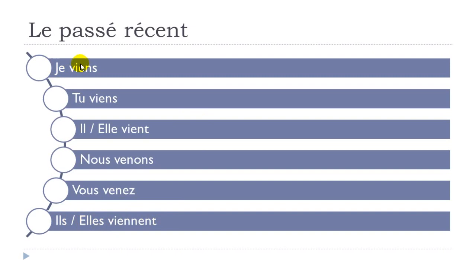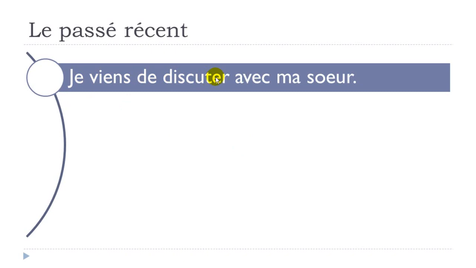So remember, je viens, tu viens, il vient, elle vient. Nous venons, vous venez, ils viennent, elles viennent. So this is the first part that you should use to make this passé récent. Okay? And remember, after that, you put this preposition de plus your verb at the infinitive. So let's see a few examples now, and the first one, je viens de discuter avec ma sœur. Okay, discuter, to discuss, avec, with my sister, ma sœur. Je viens de discuter avec ma sœur. Okay, something that just happened.